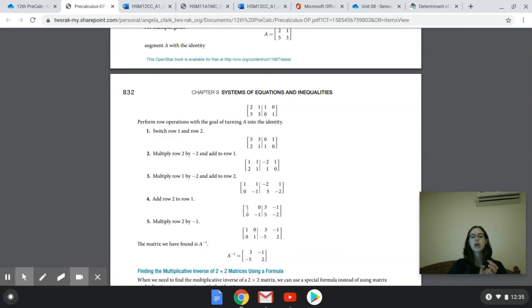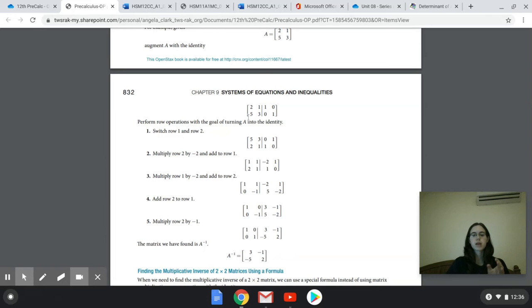So essentially, if you look down here, we're going to end up with the identity on the left side, and what ends up on the right side is going to be the inverse. So you're going to go through that Gaussian elimination to get the identity on the left side. And it turns out that when you do that, what's on the right side ends up being your inverse.